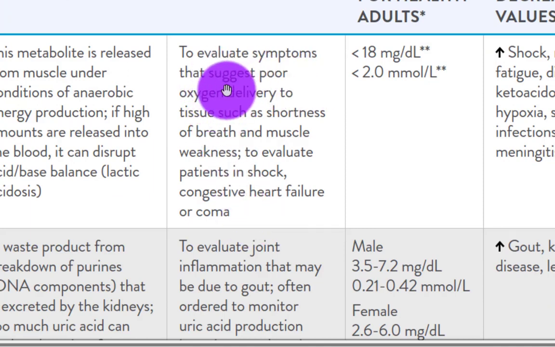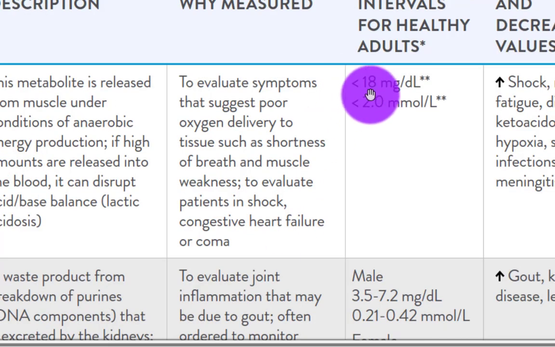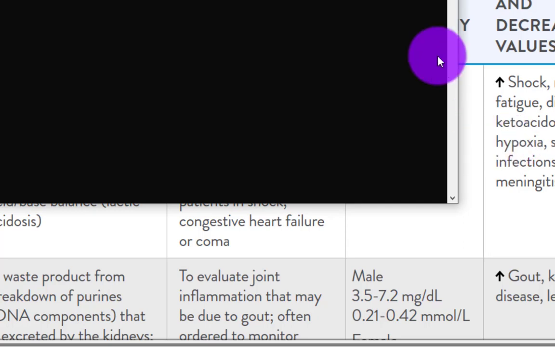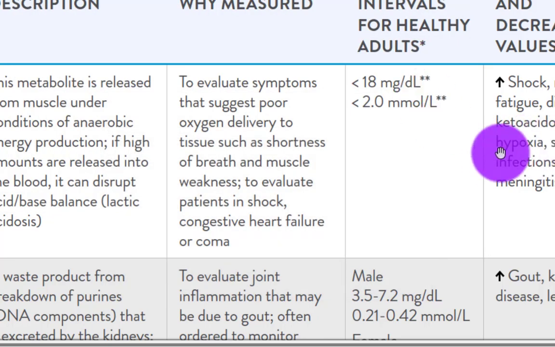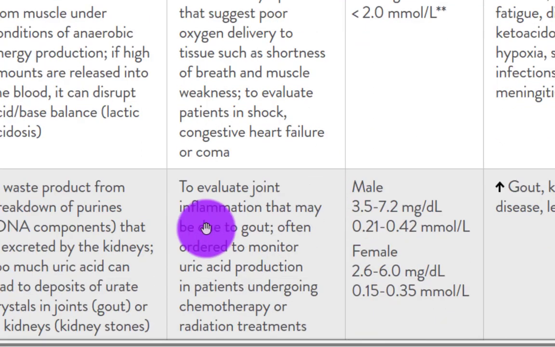To evaluate symptoms that suggest poor oxygen delivery to tissue, such as shortness of breath and muscle weakness. To evaluate a patient in shock, congestive heart failure, coma. Less than 18 milligram per deciliter. Increase in shock, muscle fatigue, diabetic ketoacidosis, tissue hypoxia, severe infections like meningitis.